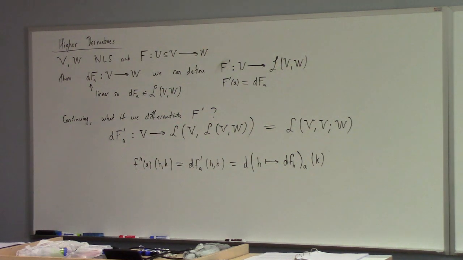It's actually somewhat complicated in the abstract. Yeah. So df of a is a linear transformation.